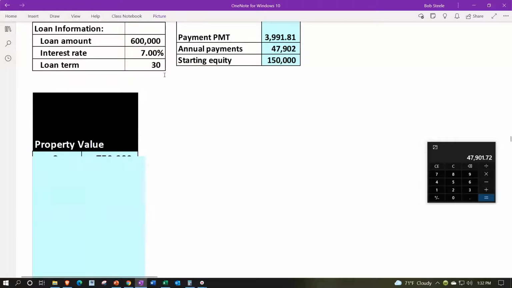So again, we'll take a look at that in a second. You could change the scenario if you so choose at a later point, which we do in the Excel practice problem. So you can look at different rundowns of it. So then we can look at the property value.